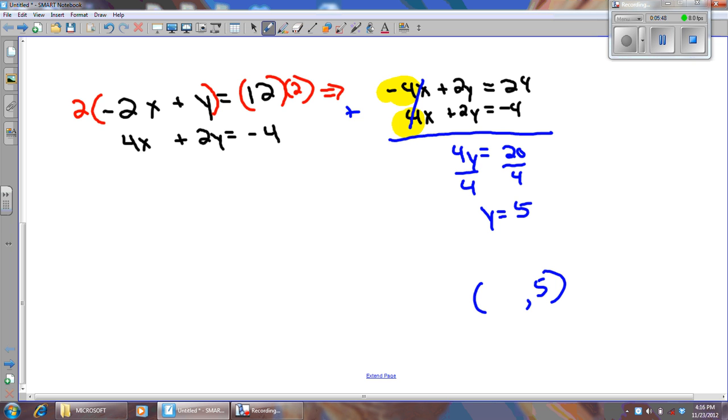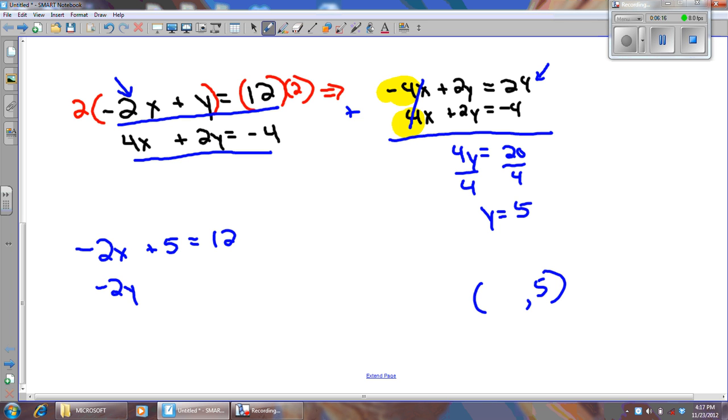Now, I've got to substitute that 5 into one of the original equations. I could do it in this one, or that one, or this third one here, which is twice the original. It looks like the simplest place to substitute it might be this first one. So I'm going to write negative 2x plus 5 equals 12. I'm going to get negative 2x equals 7. I subtracted 5 from each side. Then I divide by negative 2, and x equals negative 3.5. So my x coordinate is negative 3.5.